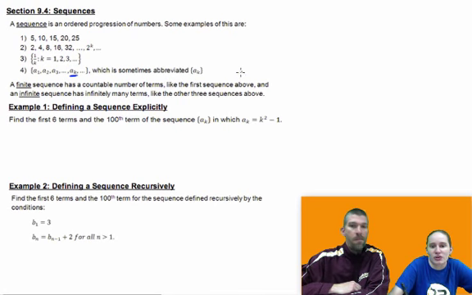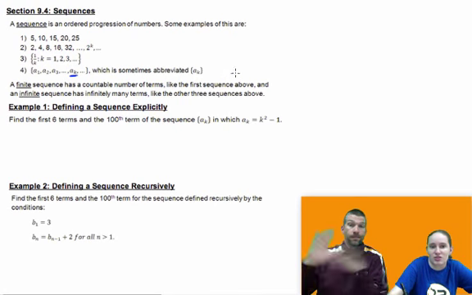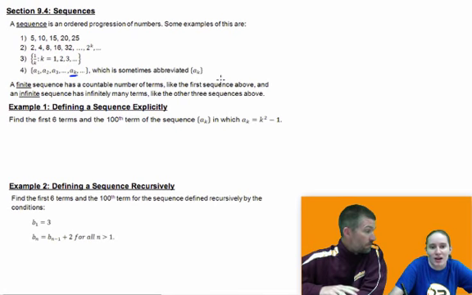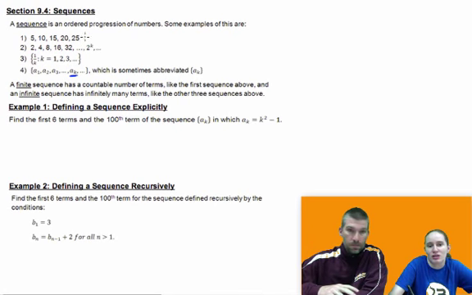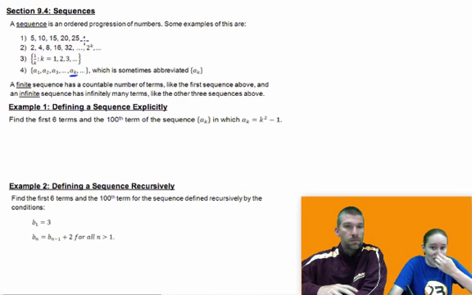So vocabulary: we have a finite sequence, which has a countable number of terms. Countable as in, you could count it on your fingers and toes. So that's like this first one. We can count it. This has 5 terms, so it's a finite sequence. And on the other side of that is an infinite sequence, which has infinitely many terms, so you couldn't sit there and count it.